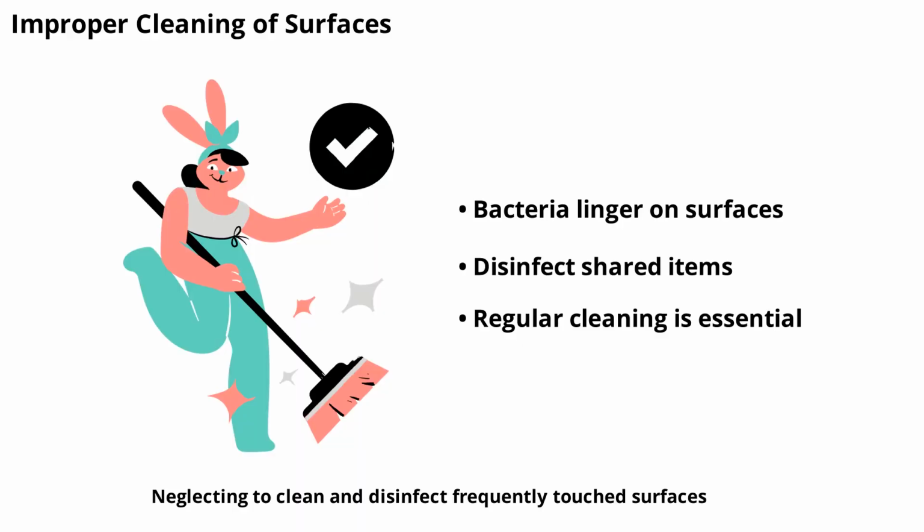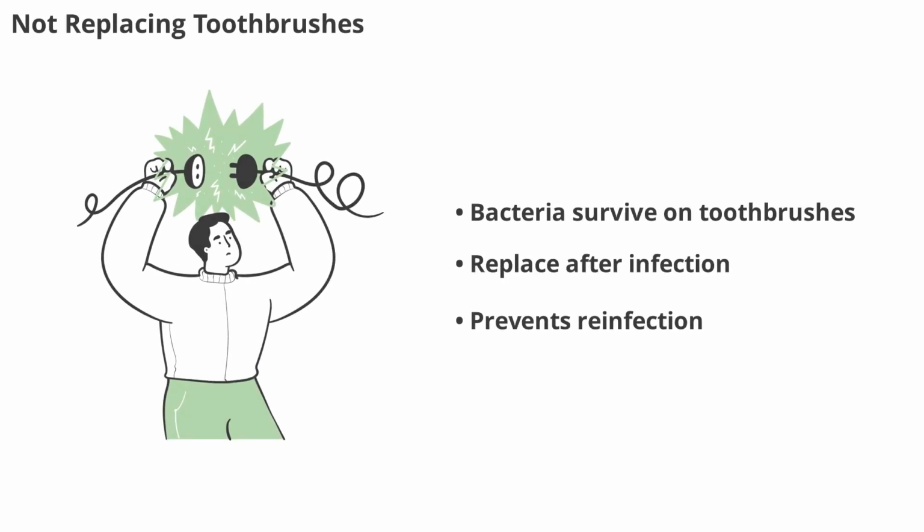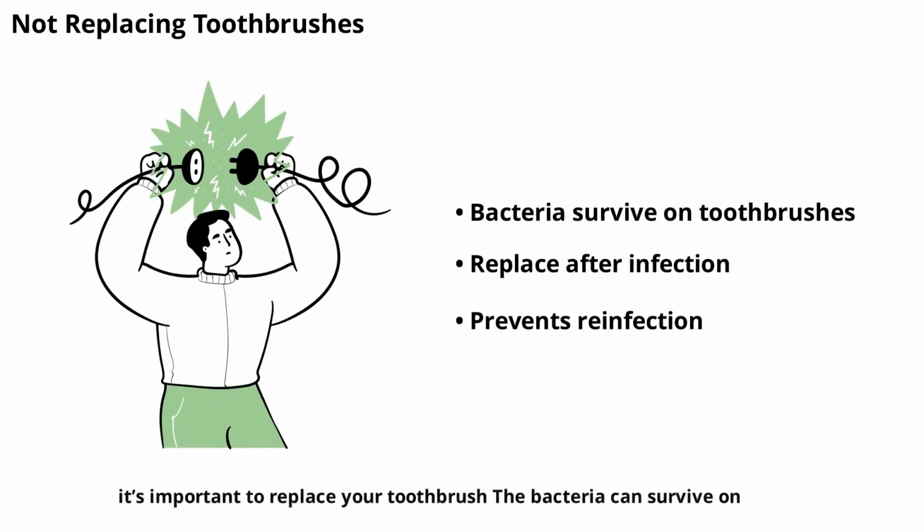Neglecting to clean and disinfect frequently touched surfaces can allow strep bacteria to linger and spread. Regular cleaning of doorknobs, light switches, and shared items is essential, especially during outbreaks or when someone in the household is sick. After recovering from strep throat, it's important to replace your toothbrush.